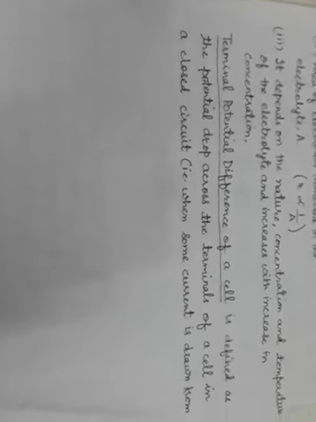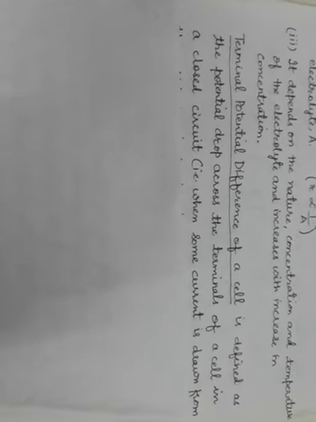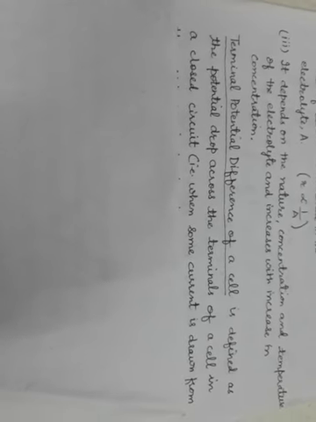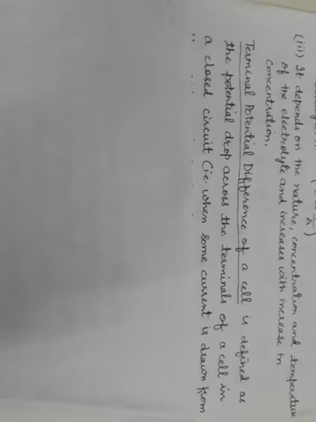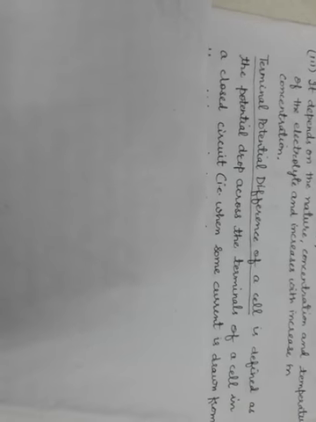Now the next topic is terminal potential difference. The terminal potential difference is the potential drop across the terminals of a cell in a closed circuit. Whenever we draw current from a cell, then the potential difference between its positive and negative terminal is termed as terminal potential difference. It is denoted by capital V and it is measured in volt.